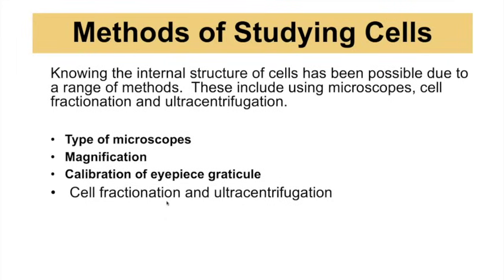Now you need to know methods of studying cells, and the reason this is so important is the way we've discovered these internal structures or organelles is because of advances in the methods to study cells. So advances in microscopes, and then also cell fractionation and ultracentrifugation to be able to isolate particular organelles to examine. So we'll go through each of these methods of how to study cells.